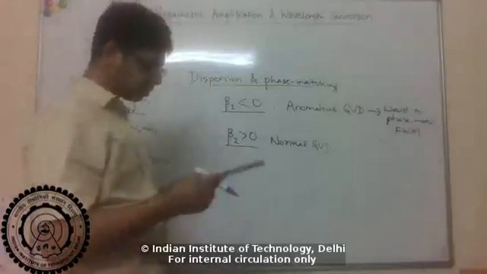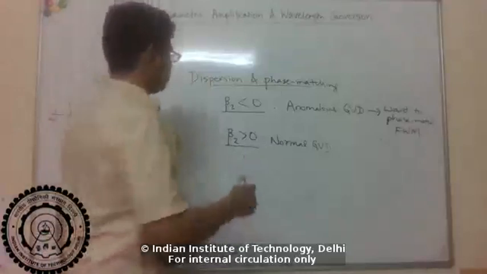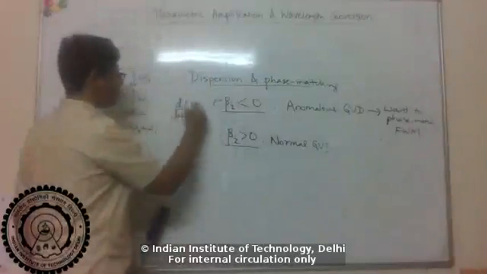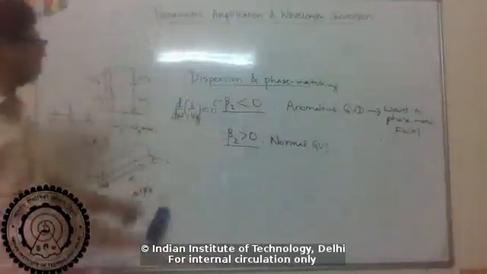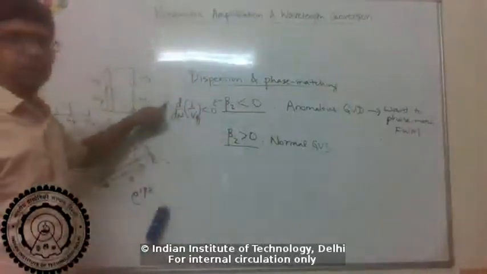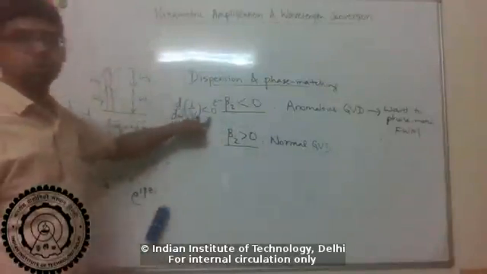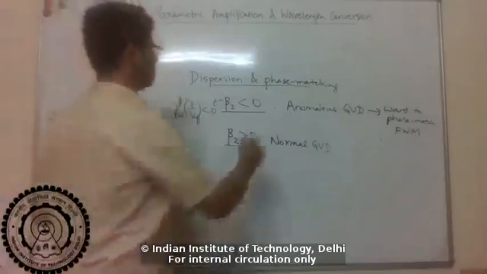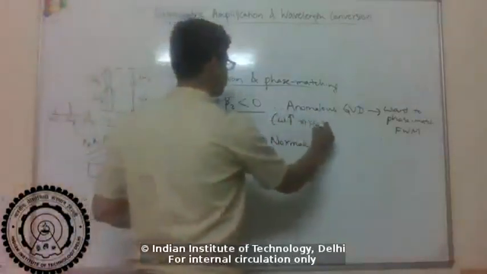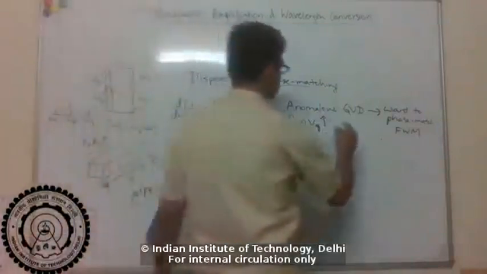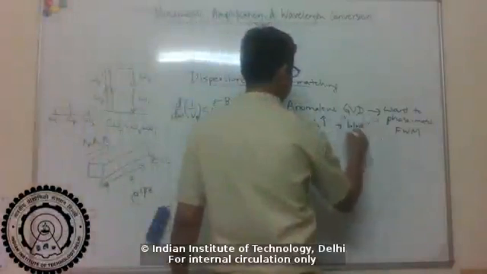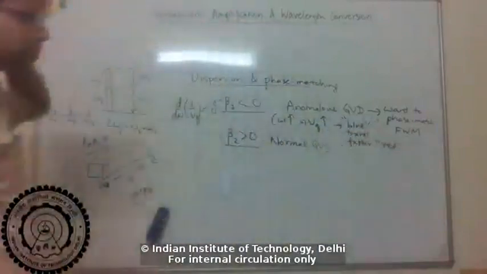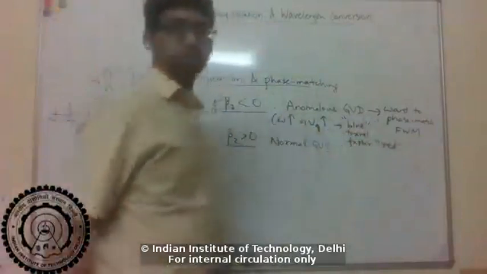Right? So what does beta 2 less than 0 mean? Beta 2 is d d omega of 1 over Vg, and that we want less than 0, which means what? As I increase my frequency, 1 over Vg should go down, or equivalently, as I increase my frequency, Vg also increases. Right? So this means as omega increases, group velocity also increases. Or in other words, higher frequencies or blue frequencies travel faster than the red or lower frequencies. Whereas normal is the opposite. Red travels faster than blue.